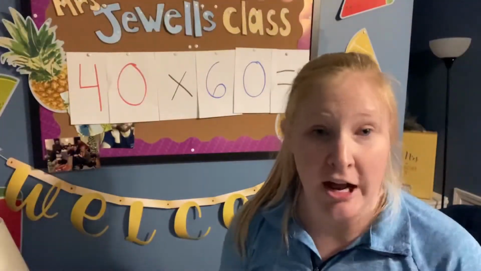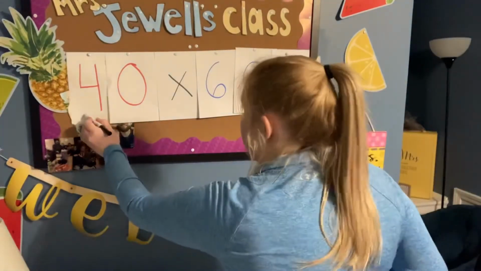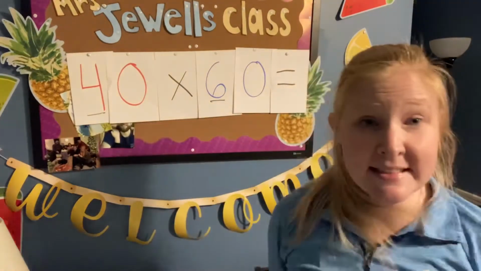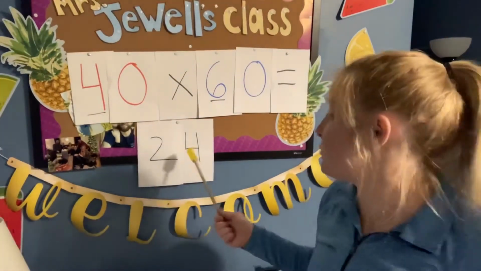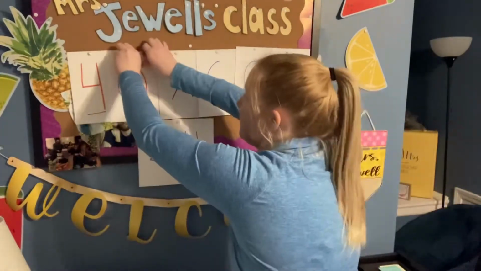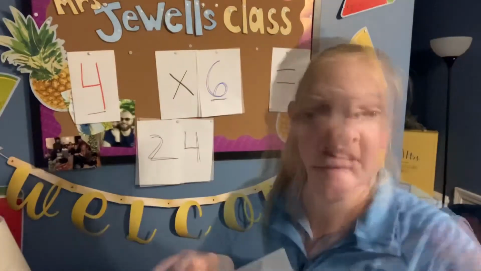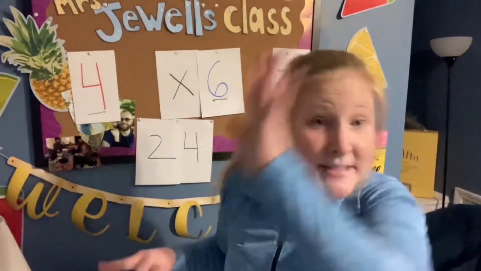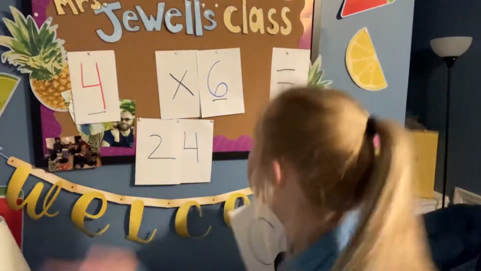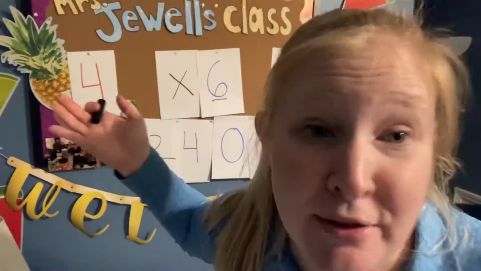So when doing this strategy, the first thing you want to do is multiply what you already know. My math fact is 4 times 6. 4 times 6 is 24. The next step I'm going to do is wax off the 2 zeros in the equation. Wax off, wax off. And then I'm going to wax them on to my final product. I gotta put the right comma in place.